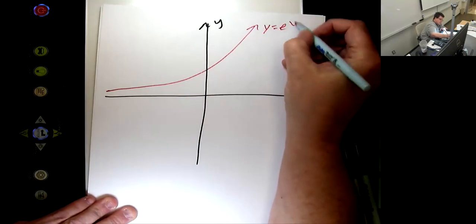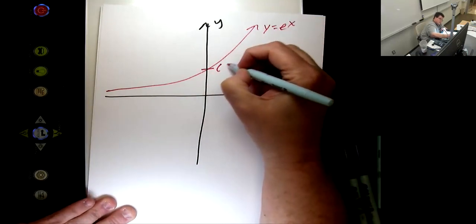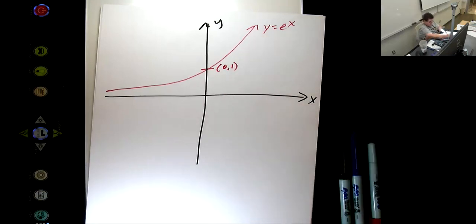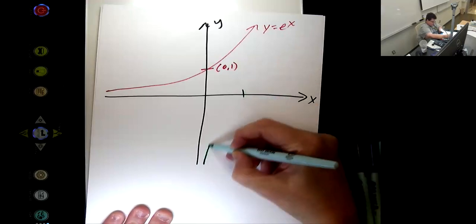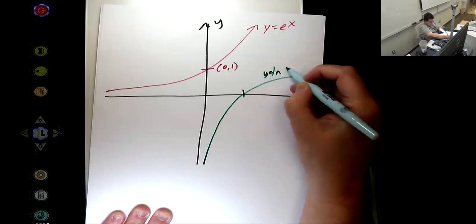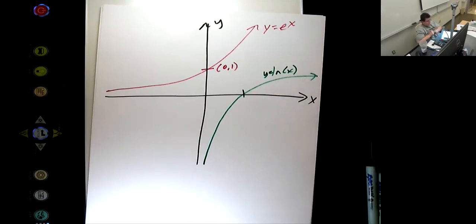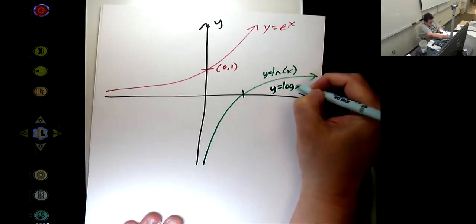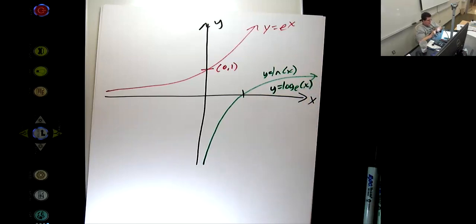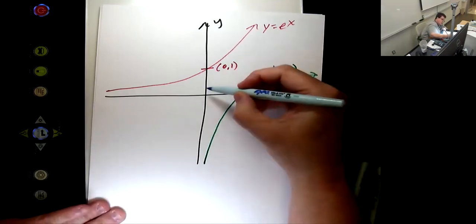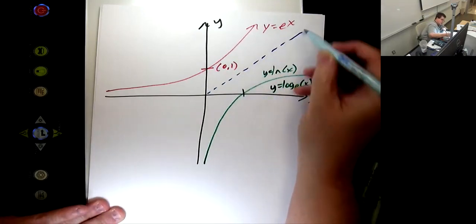This is y equals e to the x, crosses at 0, 1. And this is y equals natural log of x, where I use the same base, or log base e. There's no negative values. They are inverses of each other. They are reflections of each other across the y equals x line.